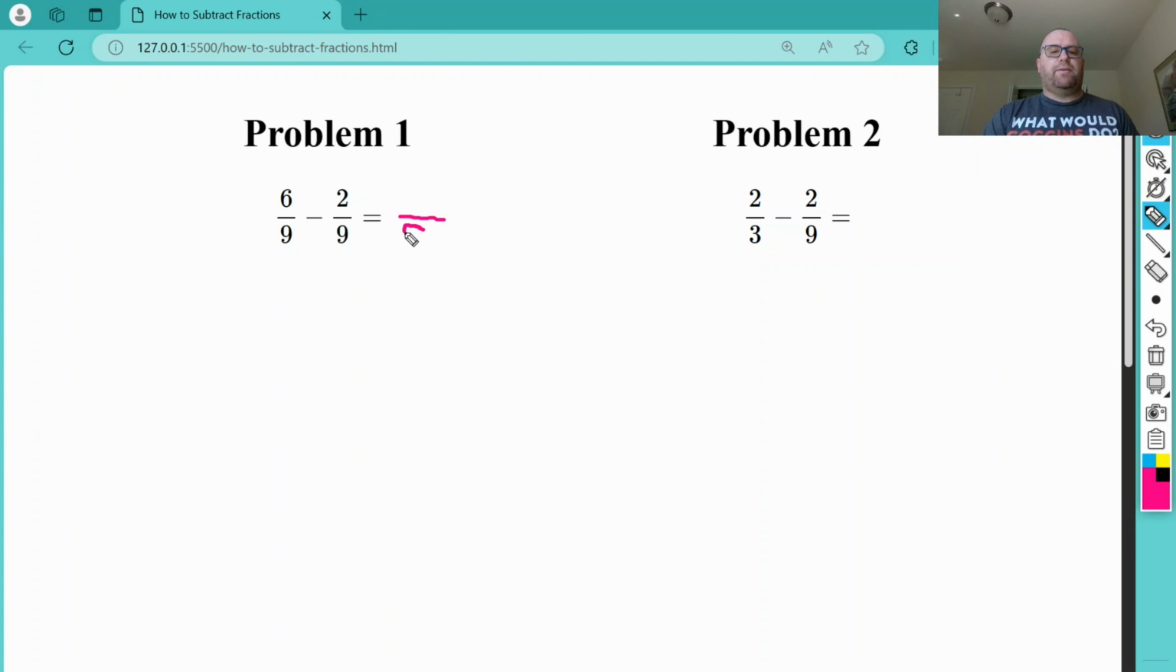So we're just going to keep the bottom part of the difference as 9, and then we're going to subtract the numerator. So 6 minus 2 is 4. And that's it for problem 1. We are done with that one.